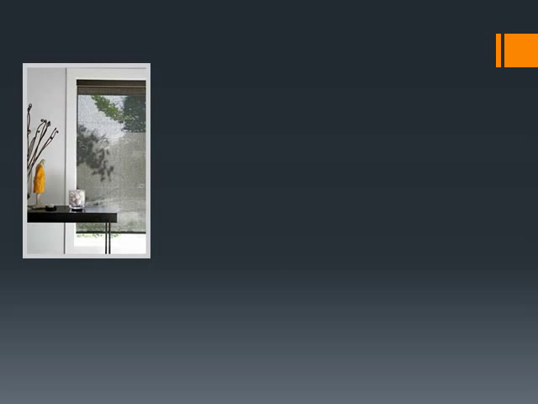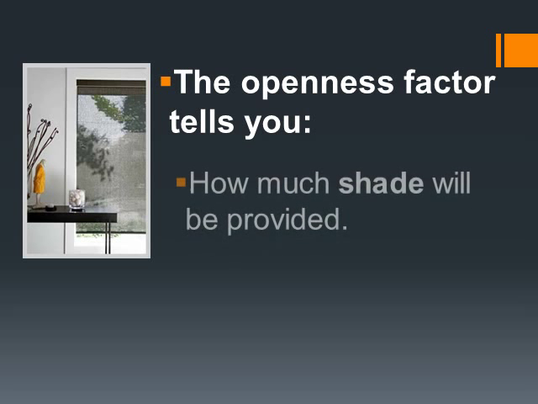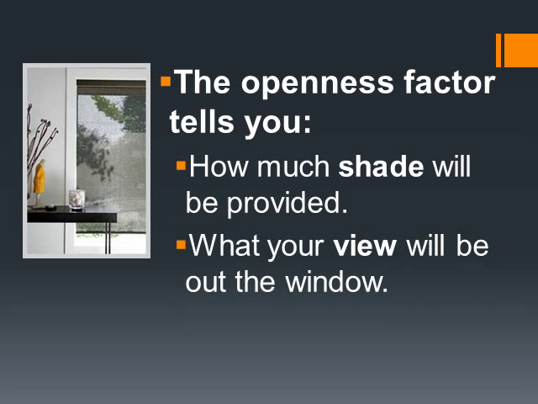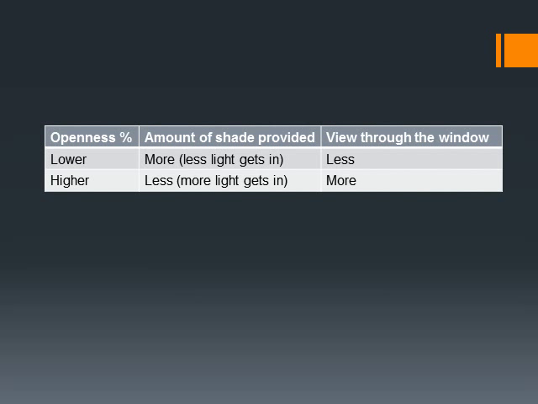The openness factor tells you two important things: how much shade will be provided inside the room, and what that means for your view out the window. This chart sums it up. If the openness percentage is lower, you'll get more shade and less of a view through the window. If the openness percentage is higher, you'll get less shade and more of a view through the window.